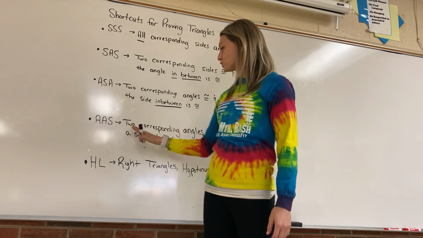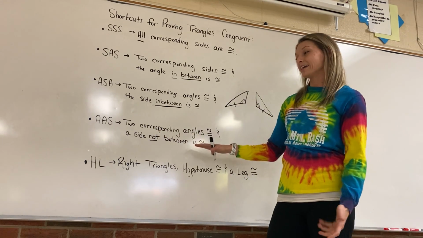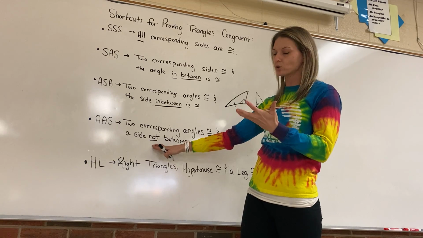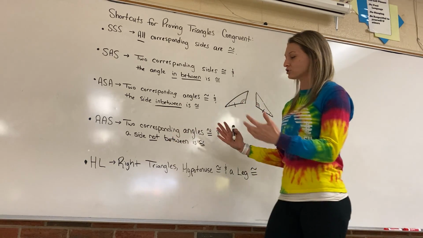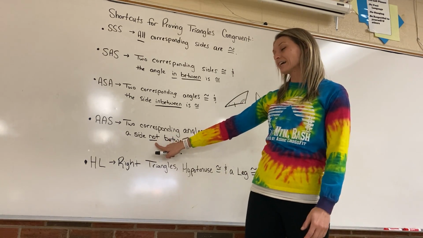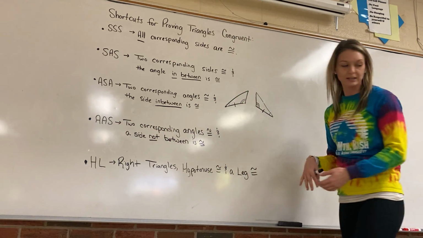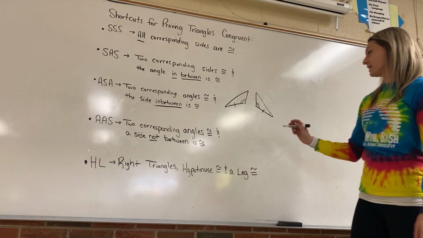Well, you have to have two corresponding angles, and then you have to just have a matching side. So this side has to still be corresponding within each triangle, but that side that they're showing you is congruent is actually not going to be between them this time, okay? So let's talk about what that would look like.